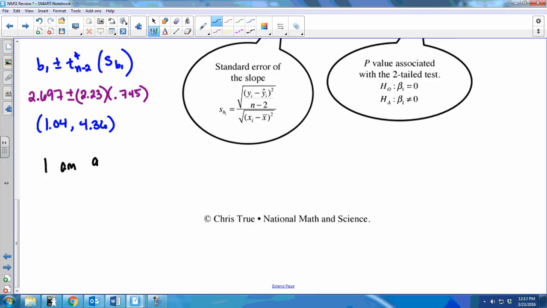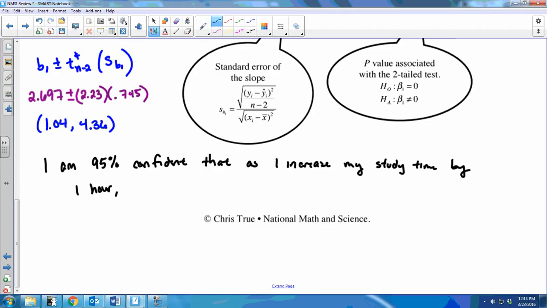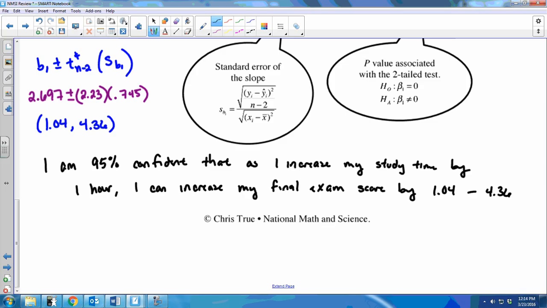I am 95% confident that as I increase my study time by 1 hour, I can increase my final exam score by 1.04 to 4.36 points. You write it in terms of slope. Because x increases by 1, my y should increase by my interval. Does that make sense? Because we're talking about slope.